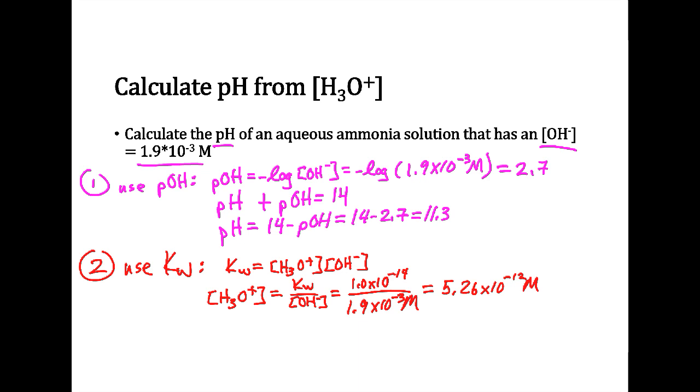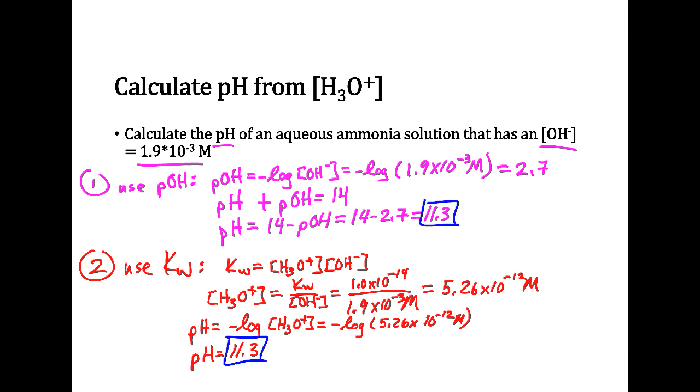Well, if we're trying to find pH, we know that pH is equal to the negative log of H3O plus. So we can substitute that concentration in. So we have the negative log of 5.26 times 10 to the negative 12th molar. And upon plugging this in, we'll get the pH is equal to 11.3. So it doesn't matter whether you choose to use the method where you look for pOH and then convert to pH, or you start with Kw and you find the concentration of hydroxide, you're still going to end up finding the exact same pH.